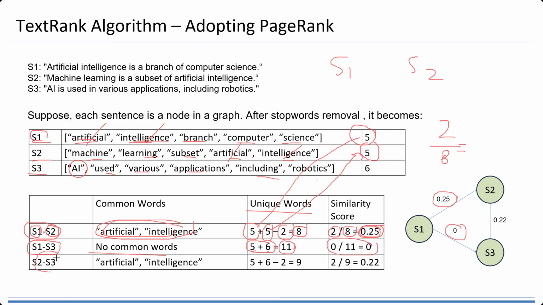And S2 and S3, okay, I made a mistake again. Why did I make another mistake? Okay, I will fix this one. I calculated this one based on "artificial" and "intelligence", so we have 0.22. I will fix this and let you know on Tuesday. Sorry for this.